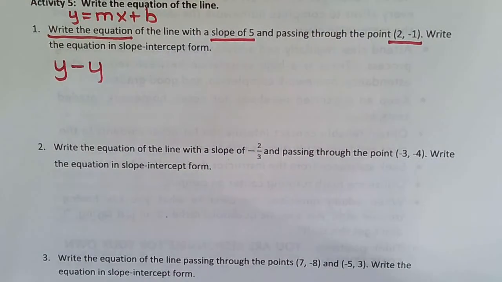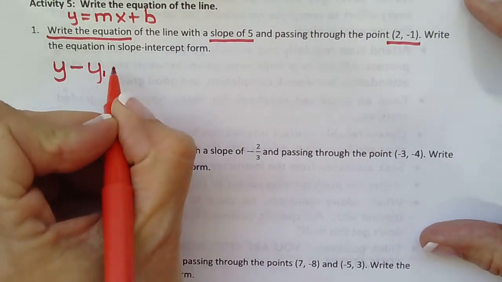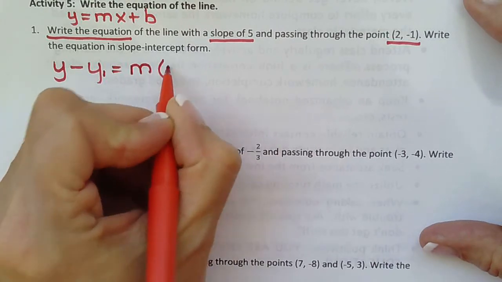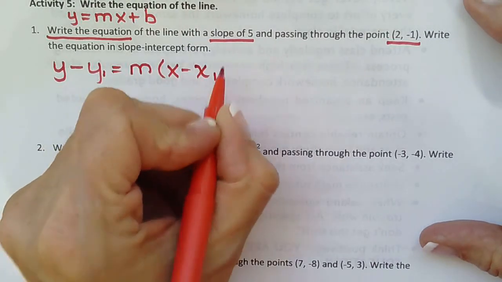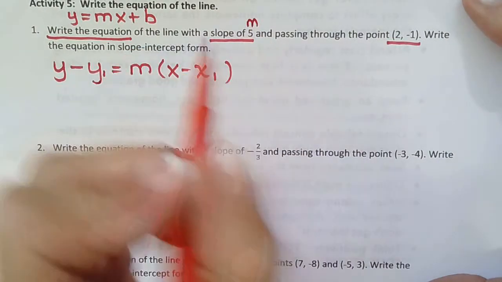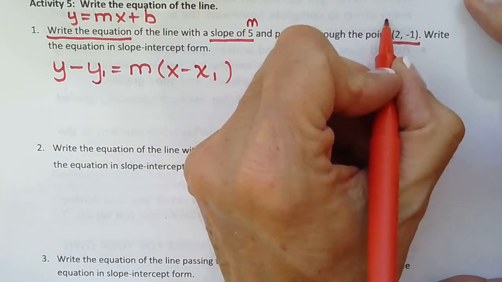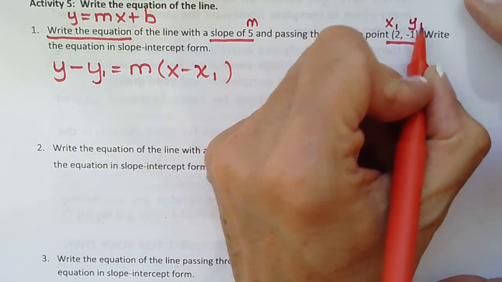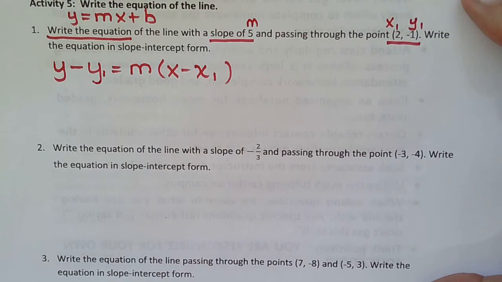So y minus y sub 1 equals m times x minus x sub 1. So this is a plain old everyday plug and chug, because this is m, and there's only 1 point, so this has to be my x1 and my y1. So I literally plug it in and chug it out. Solve for y, and you're done.